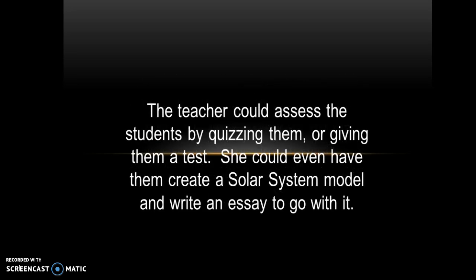The teacher could assess the students by giving them quizzes or a test. She could even have them create a solar system model and write an essay to go with it. And that is the lesson that I've developed for my teacher.